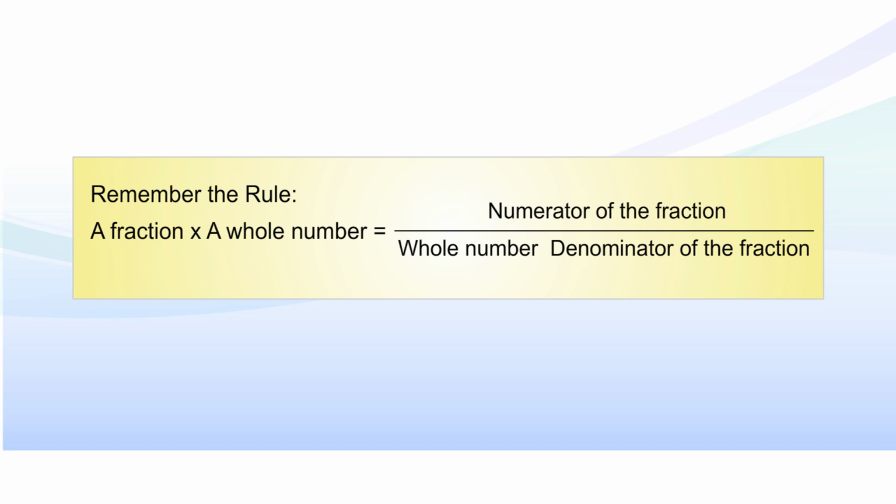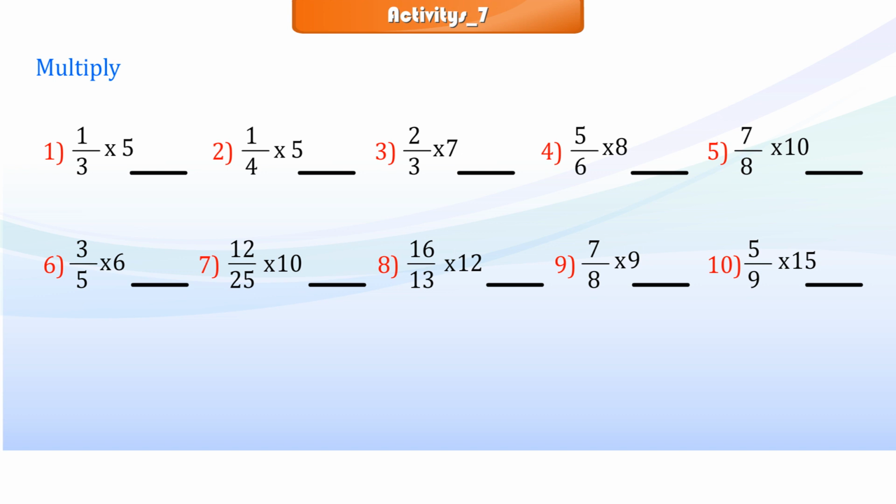Activity 7. Multiply. Number 1. 1 by 3 into 5. 2. 1 by 4 into 5. 3. 2 by 3 into 7. 4. 5 by 6 into 8. 5. 7 by 8 into 10. 6. 3 by 5 into 6. 7. 12 by 25 into 10. 8. 16 by 13 into 12. 9. 7 by 8 into 9. 10. 5 by 9 into 15.